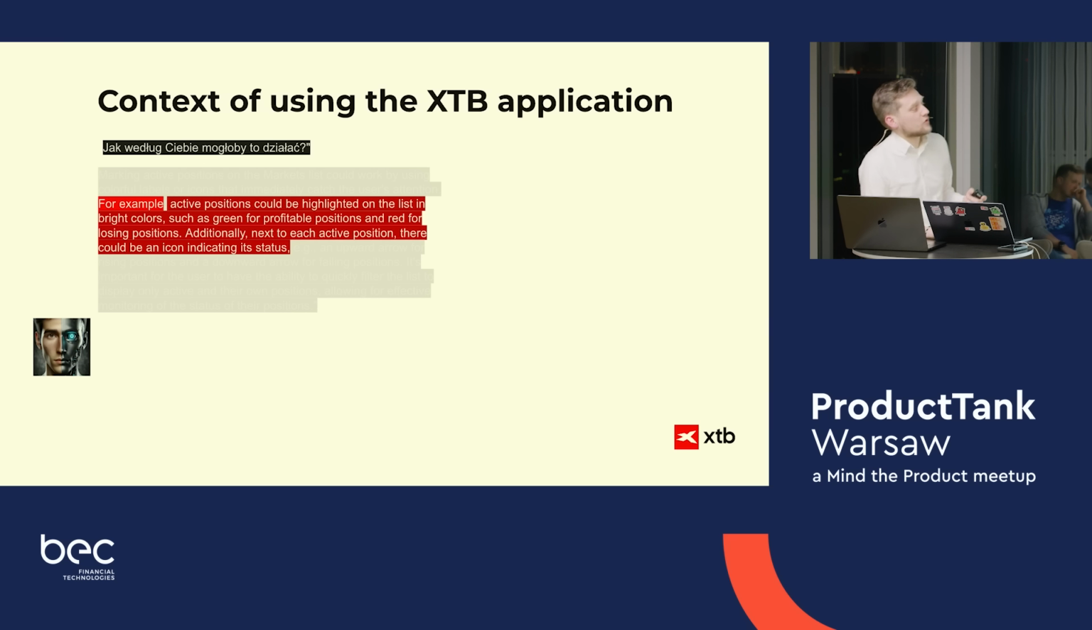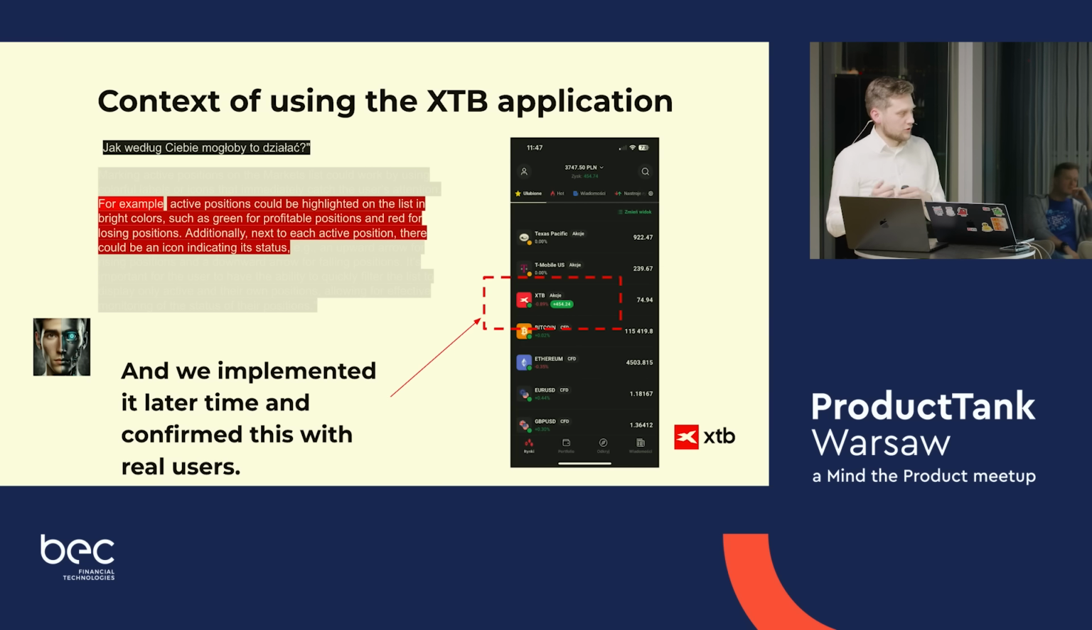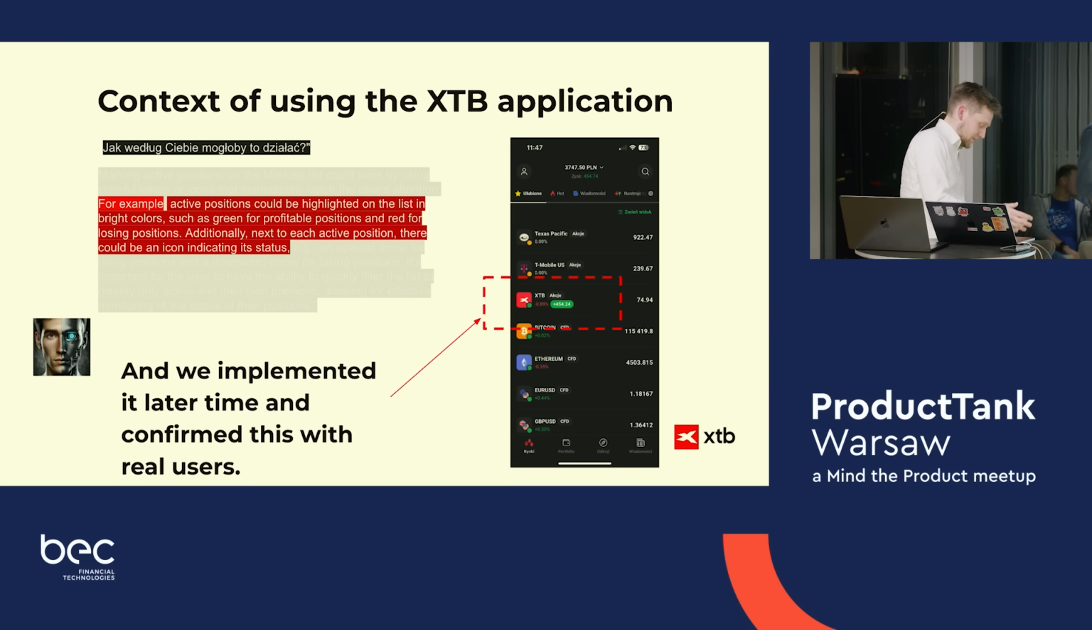As you can see, active positions could be highlighted on the list in bright colors, such as green for profitable positions and red for losing positions. Additionally, next to each active position, there could be an icon indicating its status. So the synthetic persona invented or suggested a solution for us. And guess what? We implemented it later and confirmed this with real users. So the synthetic persona gave us a solution, we tested it with users, and we confirmed that it's okay. That's what the real users want.